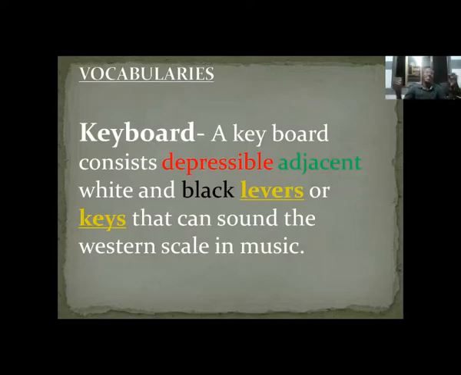The black keys and the white keys are adjacent to each other, and they can sound the Western scales in music. So we have so many scales in music. We have so many Western scales in music. You can talk of the major scale. The major scale simply goes this way: do, re, mi, fa, sol, la, ti, do. That is the major scale. It is a part of the Western scale.